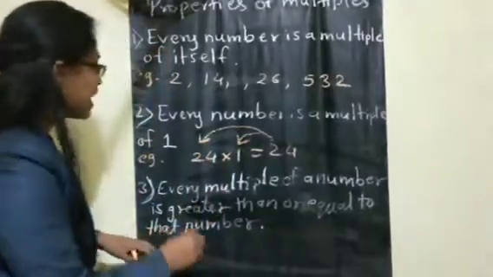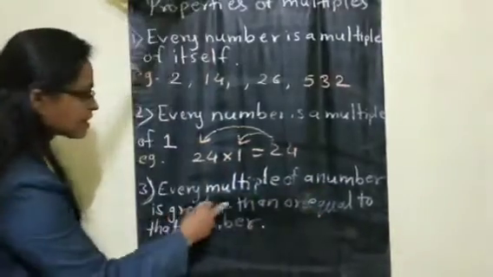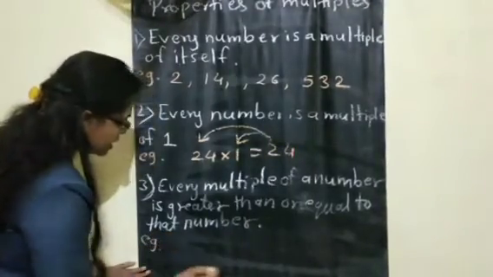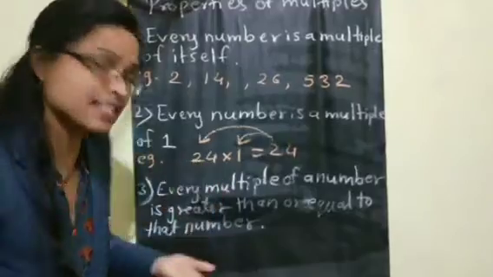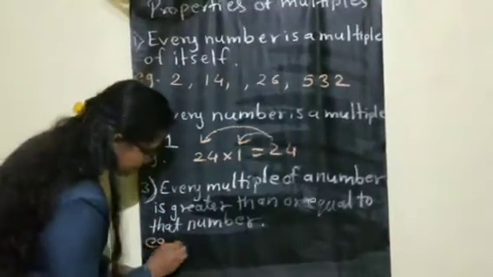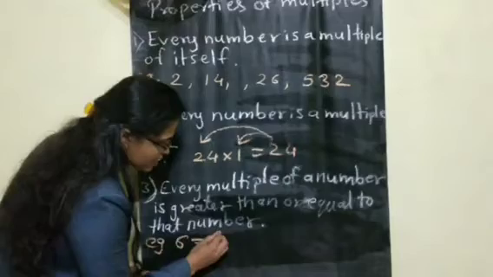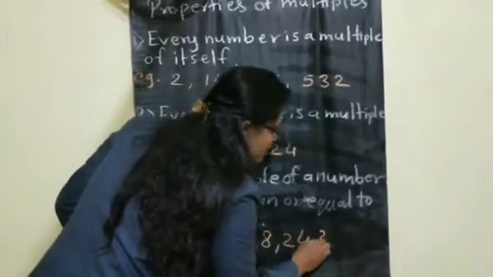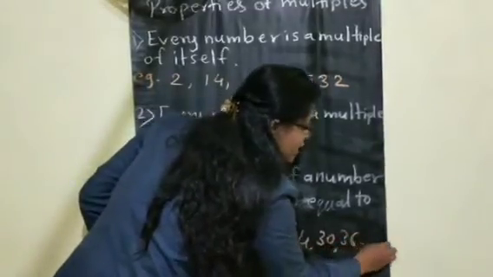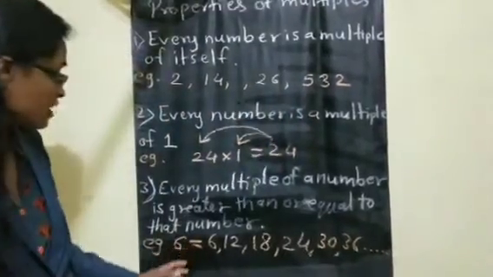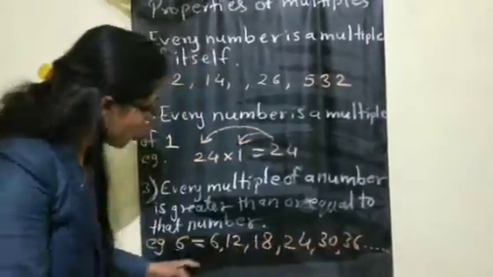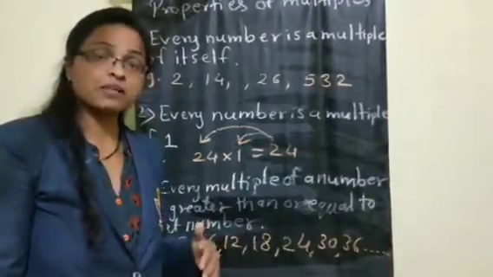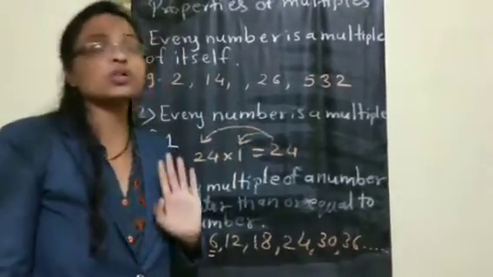Understood? Every multiple of a number is greater than or equal to that number. For example, find the multiples of 6. We will start from 6. 6 1s are 6, 6 2s are 12, 6 3s are 18, 6 4s are 24, 6 5s are 30, 6 6s are 36, and so on. It is a continuous process. So always the multiple will be more than or equal to that number. This is the third property.